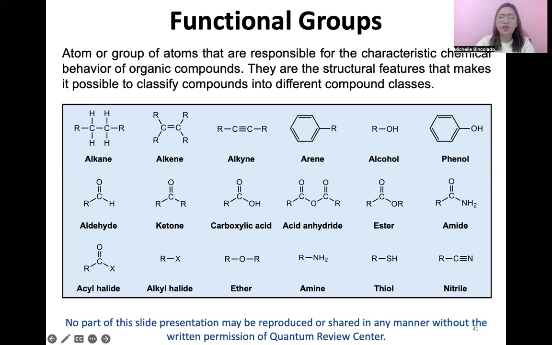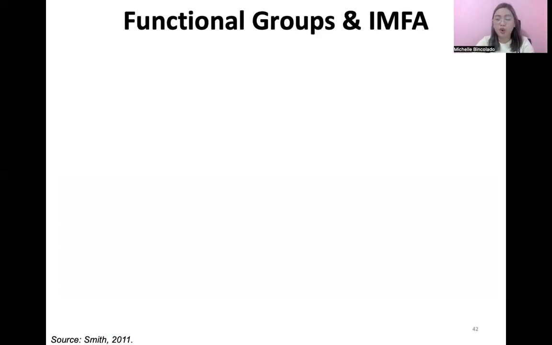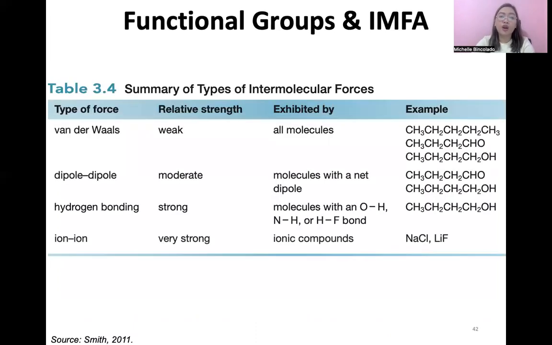Okay? Actually, another thing pa guys na related sa functional group ay ang IMFA, or recall lang ha, from Gen Chem, di ba familiar naman na kayo guys sa intermolecular forces of attraction. So guys, let's just recall, van der Waals, the weakest among them, is exhibited by all molecules. So take note, default to guys ng mga molecules sa van der Waals. However, in Gen Chem, we call this London dispersion forces. Next guys is our dipole-dipole forces or dipole-dipole interactions, wherein exhibited to guys na molecules with net dipole.